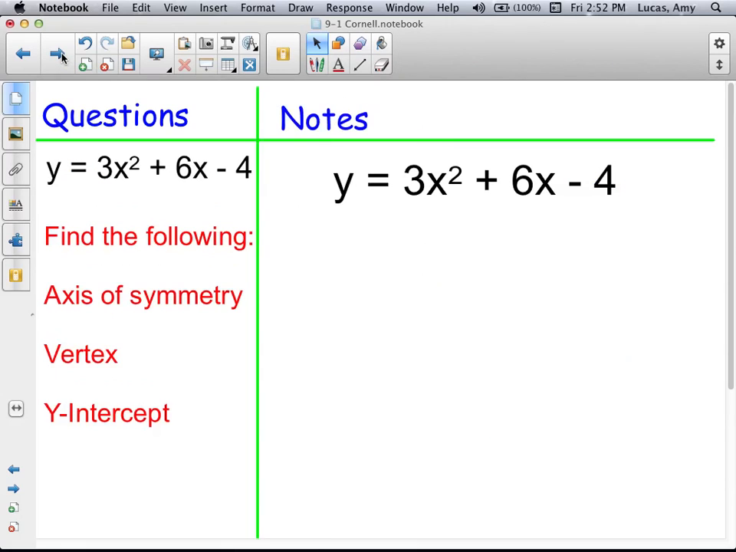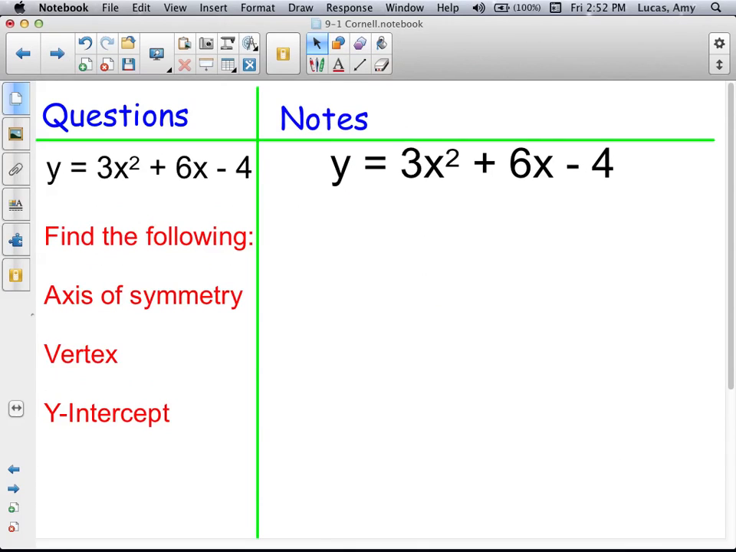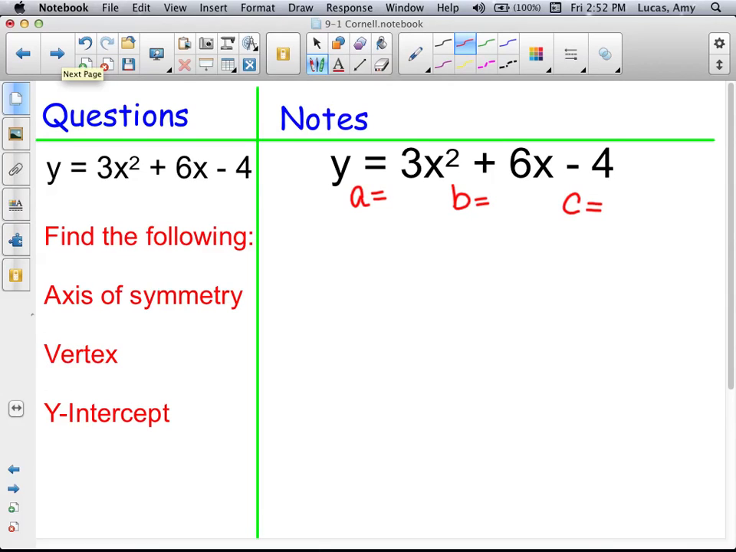Now our next couple of examples, we will be working with an equation that's written in standard form instead of a graph. So from standard form, you need to identify A, B, and C. Remember, standard form was ax squared plus bx plus c. So the value of A in this quadratic is 3, B is 6, and C is -4.